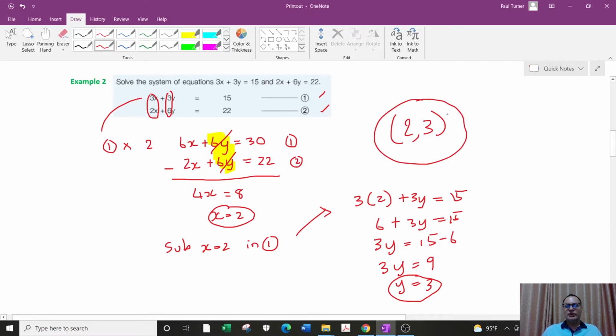What you should do is actually put each number back into the equation and check that they work in both equations. So put 2 into x and then put 3 into y and check you get 15. And then put 2 into x here and 3 into y here. And then check you get 22 as well. If they're correct in both equations, then you have the correct answer.